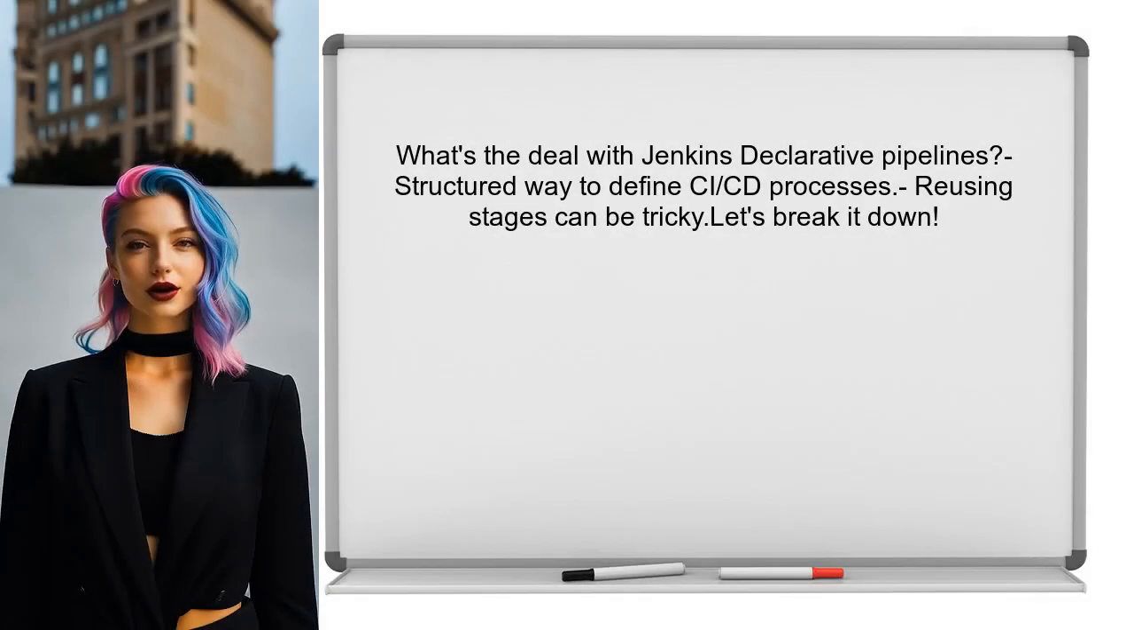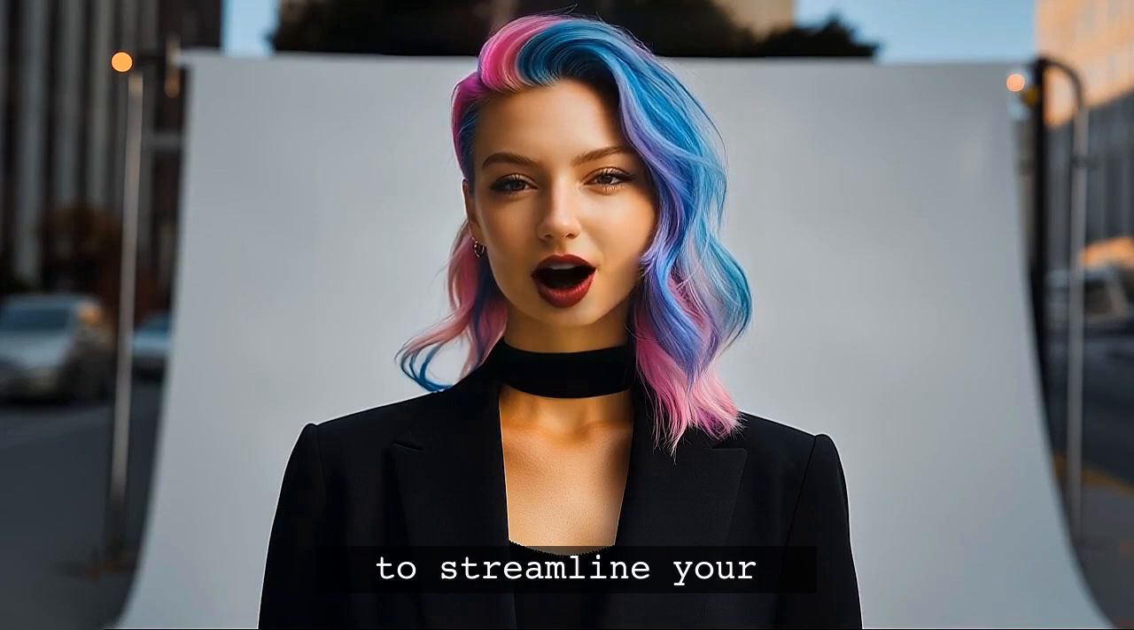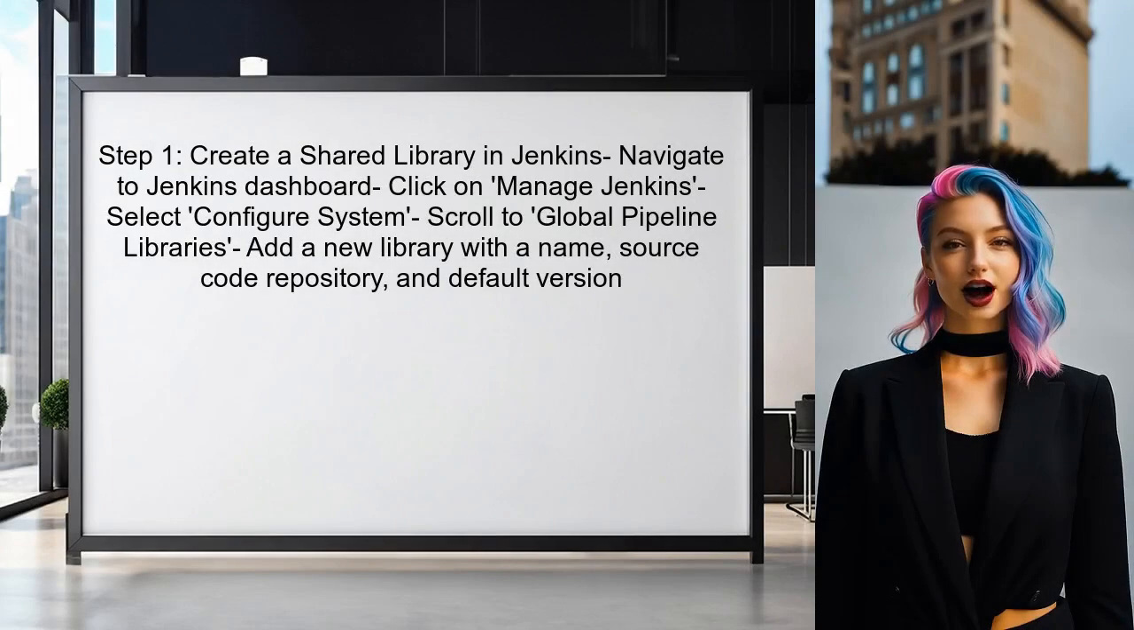So, what's the deal with Jenkins Declarative Pipelines? They offer a structured way to define your CI/CD processes, but when it comes to reusing stages, things can get a bit tricky. Let's break it down. And stick around. At the end of this video, I'll share a powerful tip that can streamline your Jenkins setup even further. To begin with, the user can create a shared library in Jenkins.